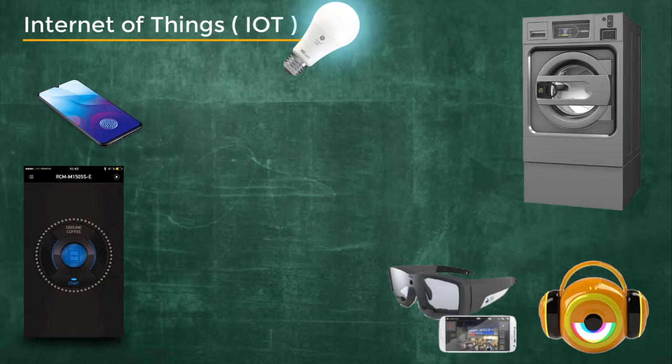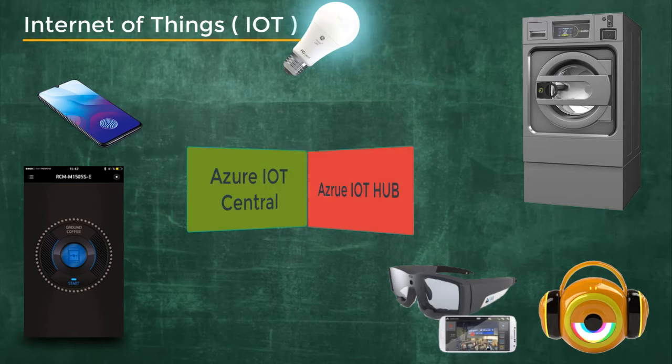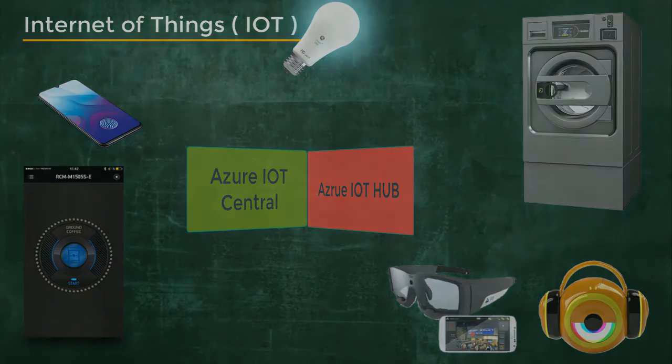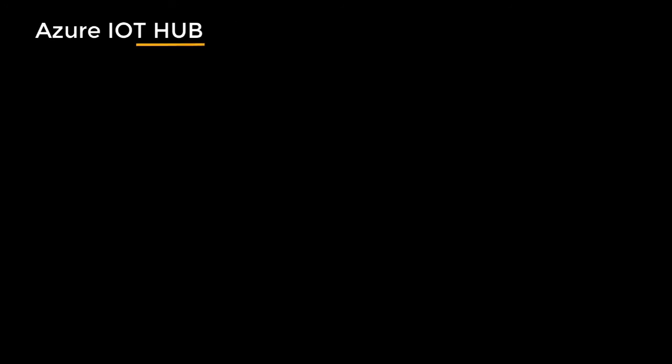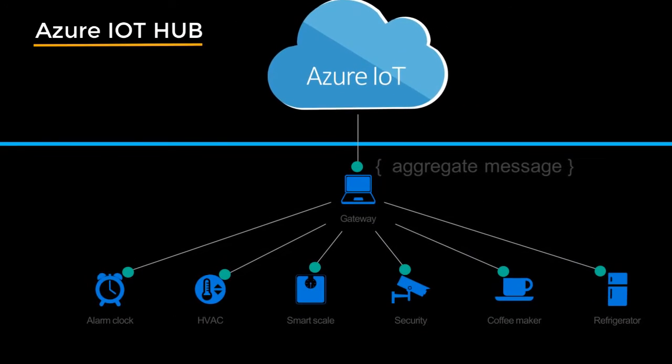Two of the core Azure IoT service types are IoT Central and Azure IoT Hub. In the upcoming videos, we'll understand what IoT Central is and what Azure IoT Hub is, and also possibly do some demonstrations of them. Azure IoT Hub is a managed service which is hosted in the cloud.